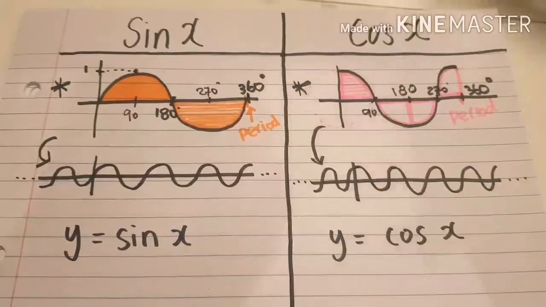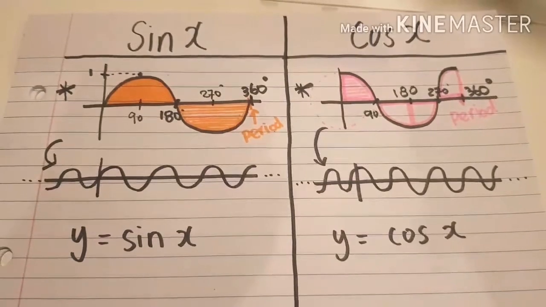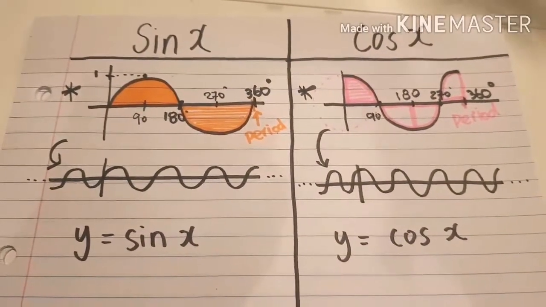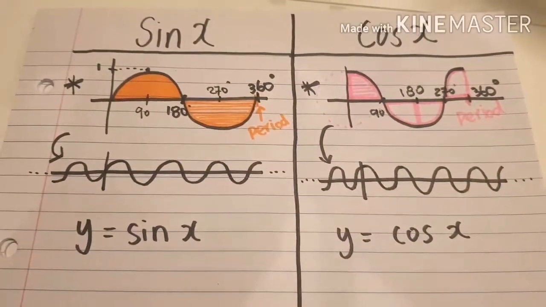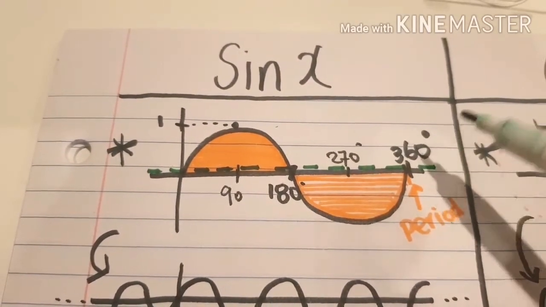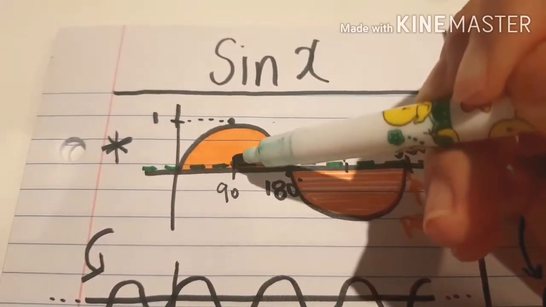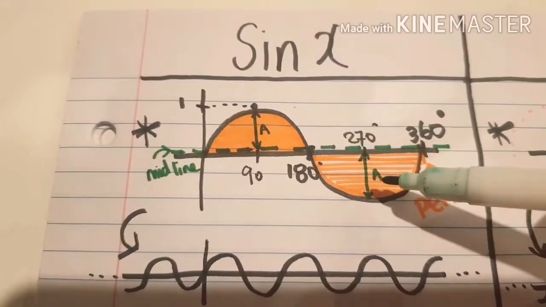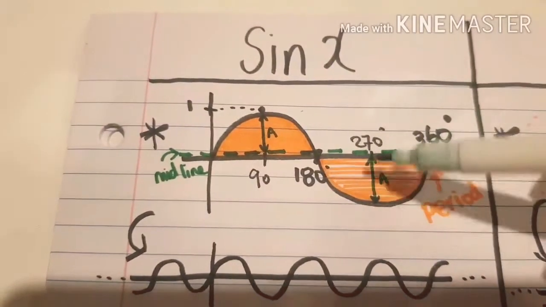There is another common thing, which is amplitude. Amplitude is the distance between the midline and the maximum and the minimum point. So where is the midline? There you go, the dashed line in green is the midline. From there to the maximum point is called the amplitude. Those two are amplitudes, and they should be the same distance from the midline.